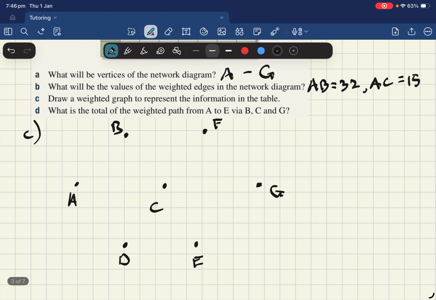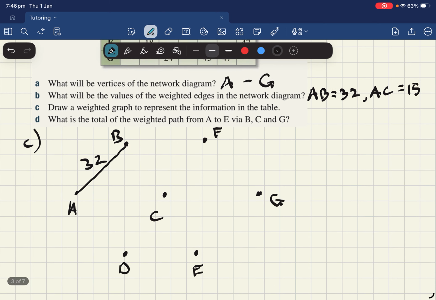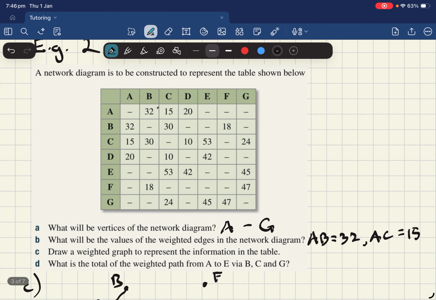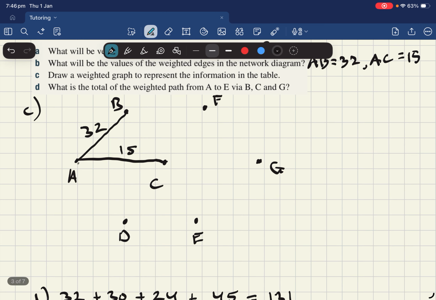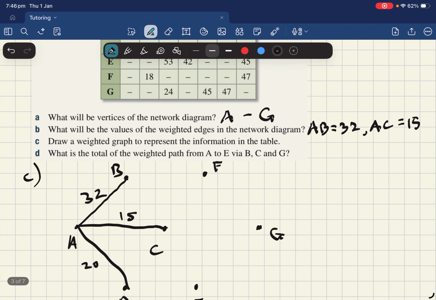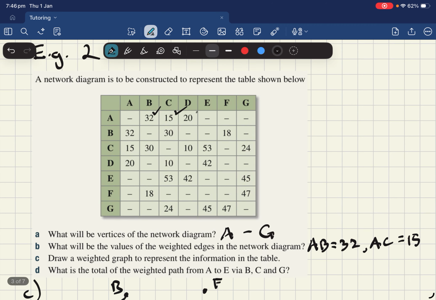A to B has a weight of 32, so we're drawing a line that connects this, and we're labeling it here. A to C has a weight of 15. We draw this in. So I'm just going to tick these off as we go. A to D has a weight of 20. And A doesn't connect to E, F, or G. That's what those dashes are basically telling us.